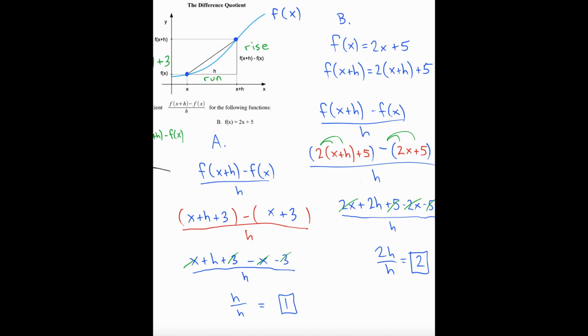Does it make sense that the difference quotient here yielded 2 for this function? The formula was 2x plus 5, which is a linear function, and it has a slope of 2. So when we did the difference quotient, we found a slope of 2 as well. Notice that it is independent of our choice of x and our choice of h. Our final result doesn't have an x or an h in it, which means it doesn't matter what x and h are. The slope of that linear function is always going to be 2.